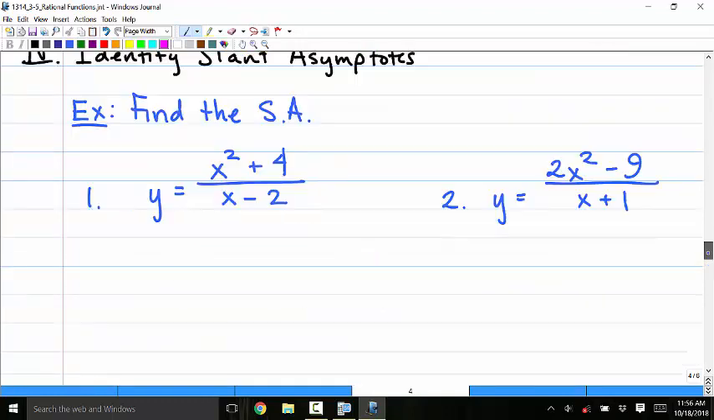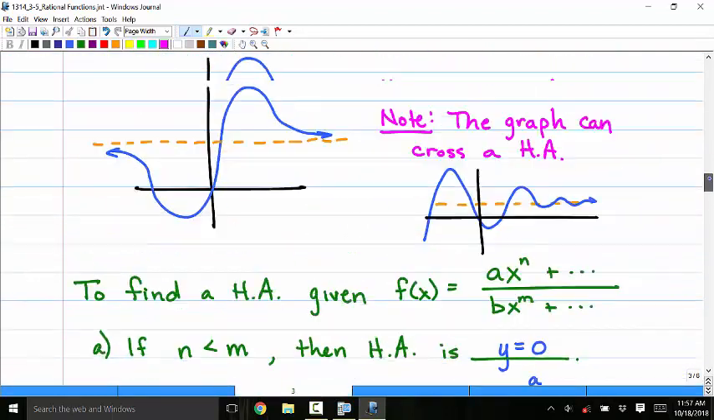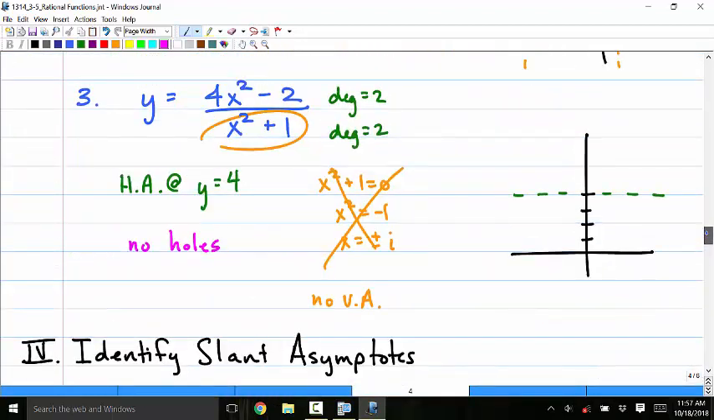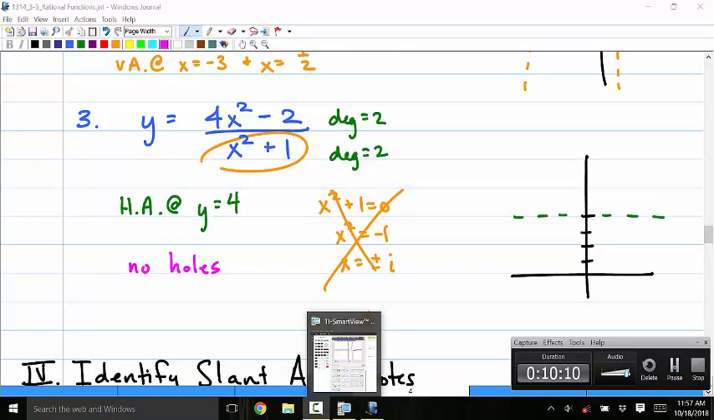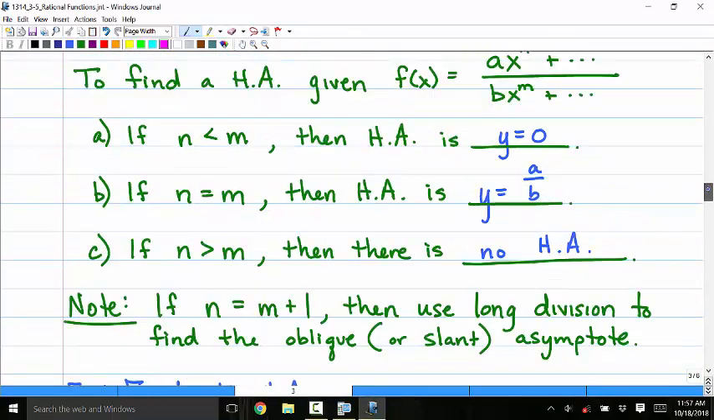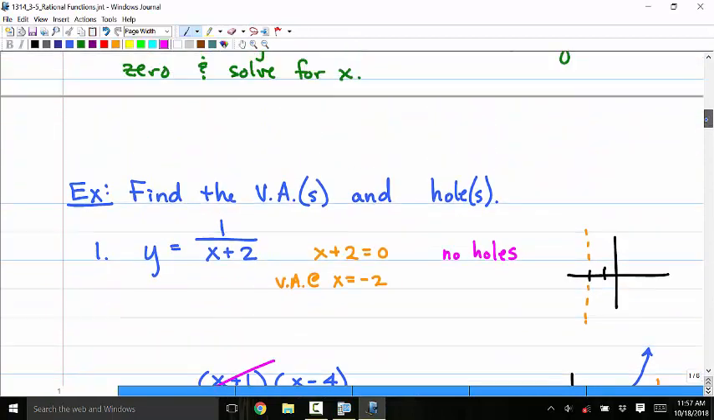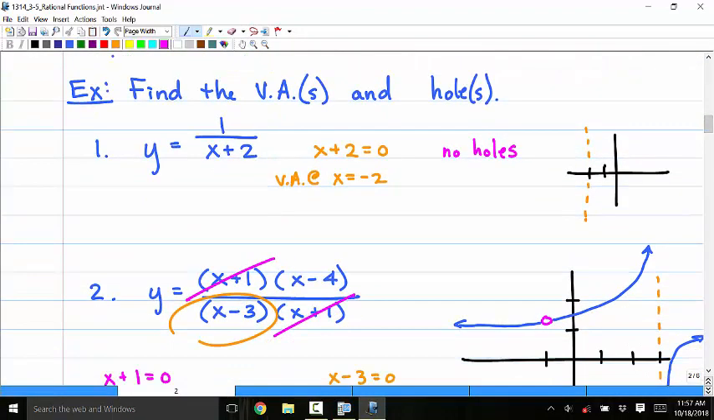Just for giggles, let's go back up to the first set of examples and find our horizontal asymptotes. Looking here, what's the degree of the numerator? 0. Degree of the denominator. So there is a horizontal asymptote where? At y equals 0. Right here.